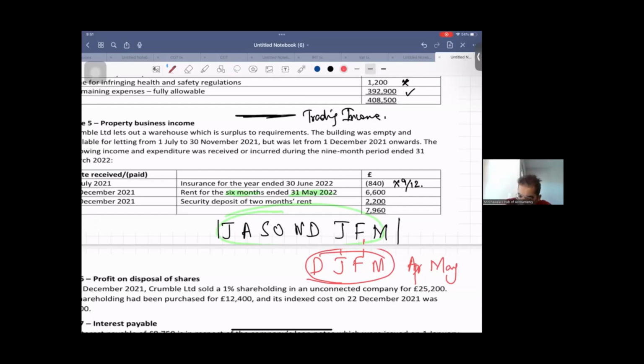Okay. So what you will do, 6,600 into 4 upon 6. 6,600 is for 6 months and you need to calculate for 4 months. Only 4 months' rental income lies in your period.